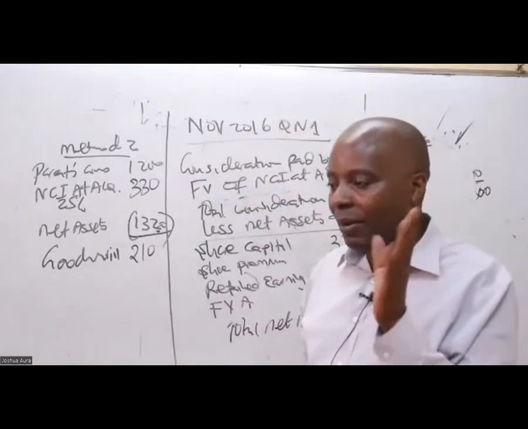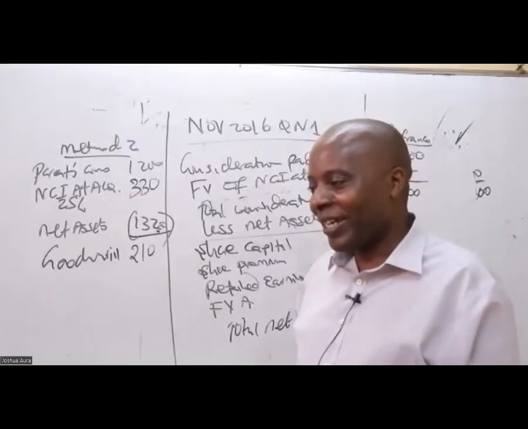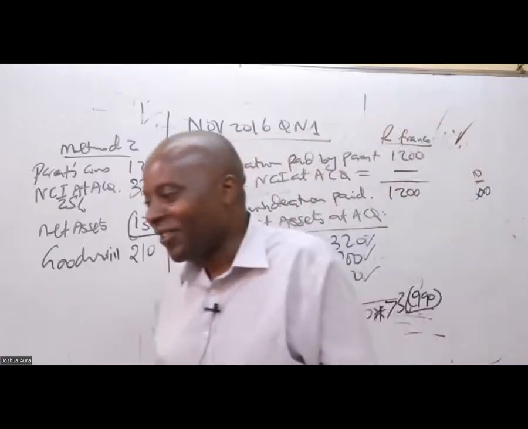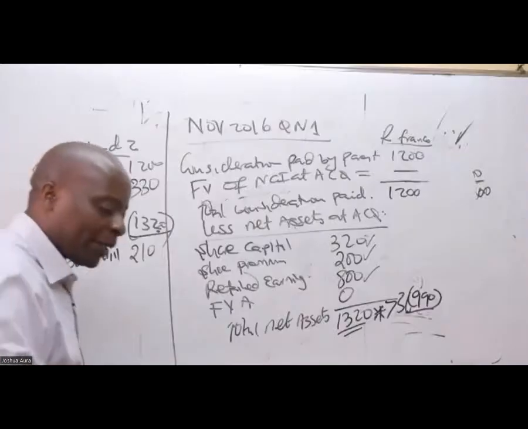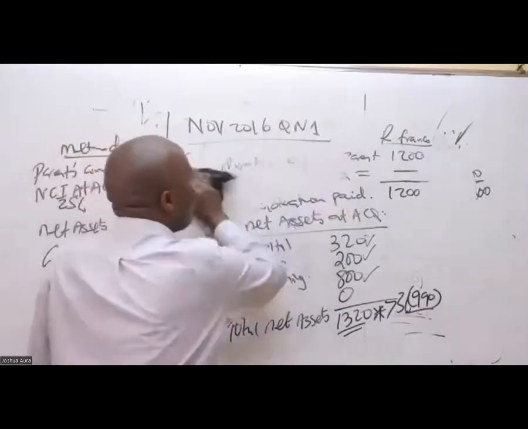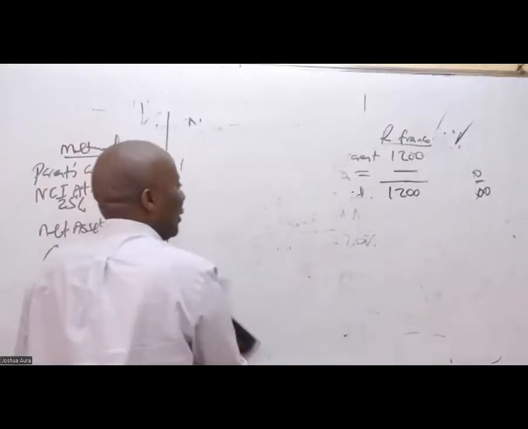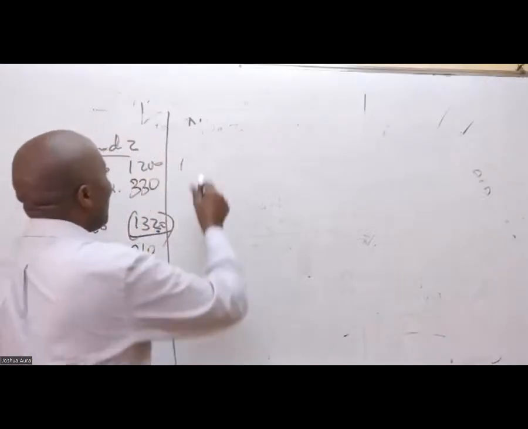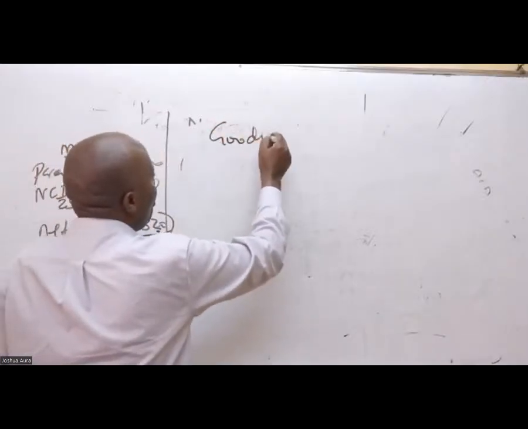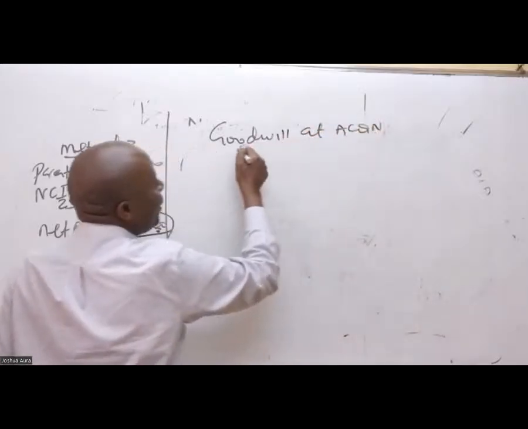So which method would you rather we work with, method 1 or method 2? Which method is better? Whichever. But now remember, here you have obtained goodwill at acquisition. If you want free marks for a foreign subsidiary, where they have given you goodwill, what have you obtained? Goodwill at acquisition.